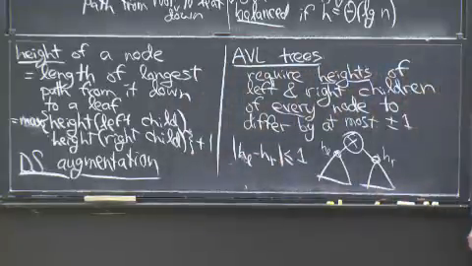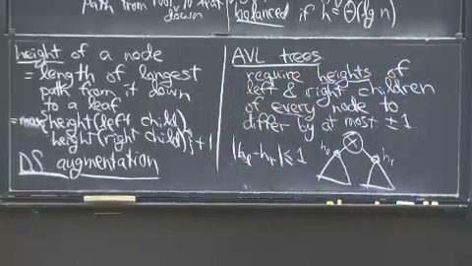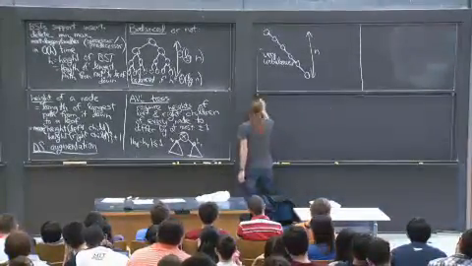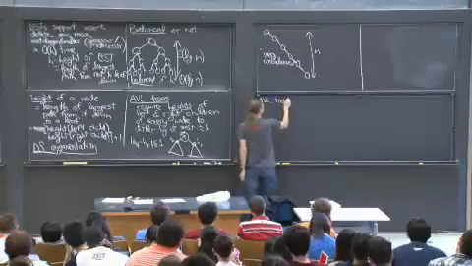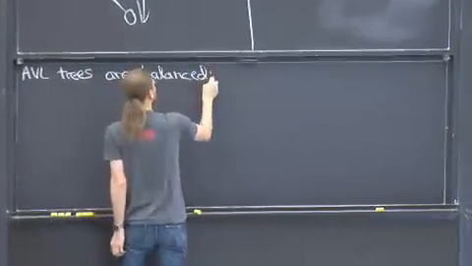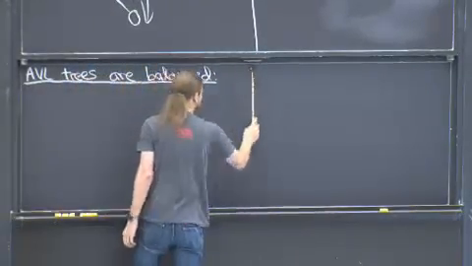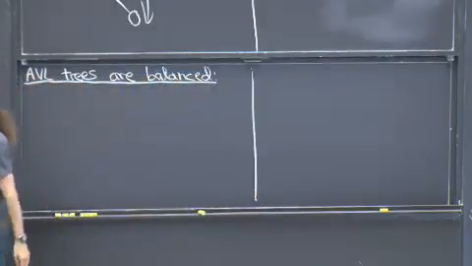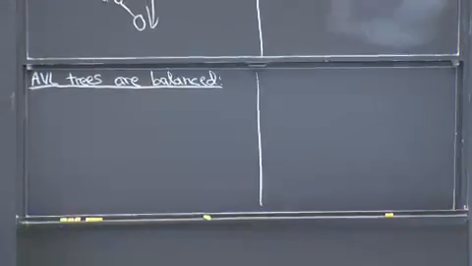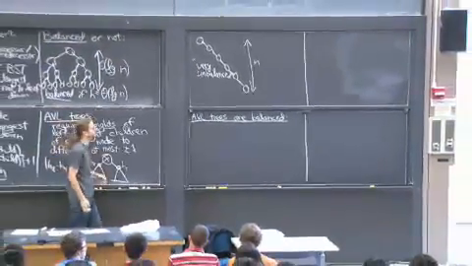So let's prove some stuff. First claim is that AVL trees are balanced. Balanced, remember, means that the height of them is always order log n. So we're just going to assume for now that we can somehow achieve this property. We want to prove that it implies that the height is at most some constant times log n. We know it's at least log n, but we'd also like it to be not much bigger.